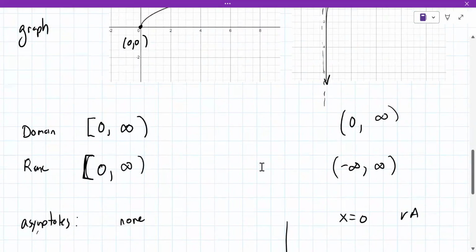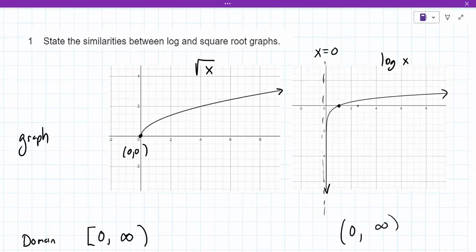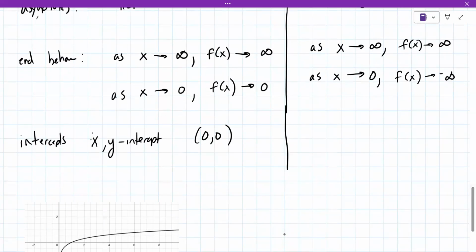Kind of, yeah. So the other graph here, it's hard to see, but at 1, 0, there is an x-intercept, but not a y-intercept. It never crosses the y-axis. So we would say that down here, we would say no y-intercept, but we would add that there's an x-intercept at 1, 0.